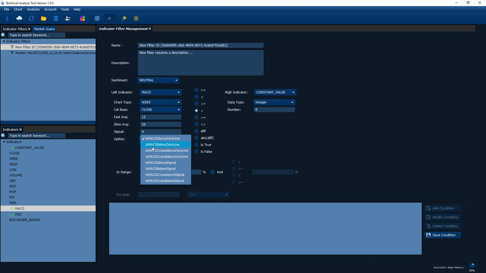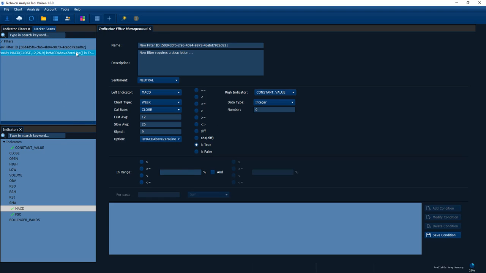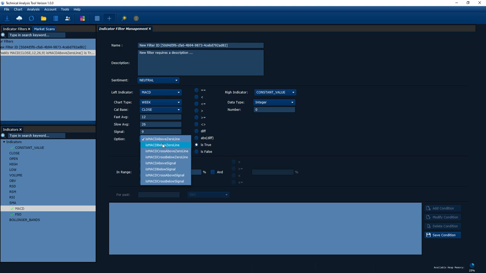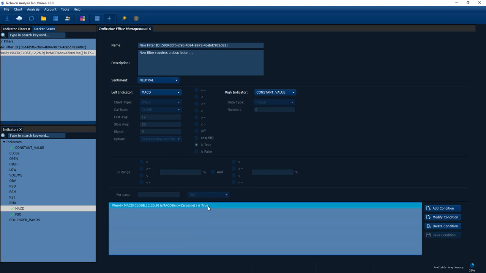That means they're going to use the is true or is false operators, right? So make sure you're picking up is true or is false. Let's say is true. Usually we're using is true. So it's MACD above zero line. And actually we already created one here. Let's use the second one, is MACD below zero line. So let's save that condition. Once you save the condition, you can create a market scan based on the filters we just created.